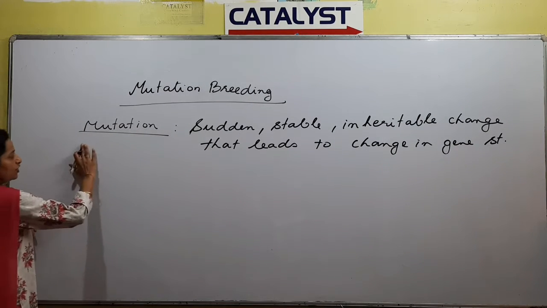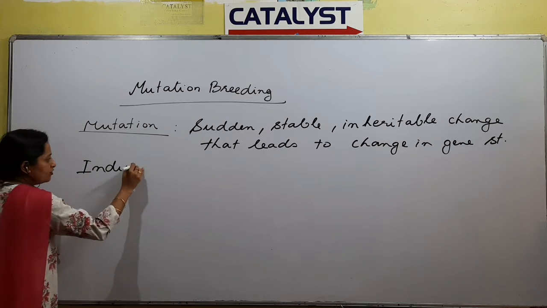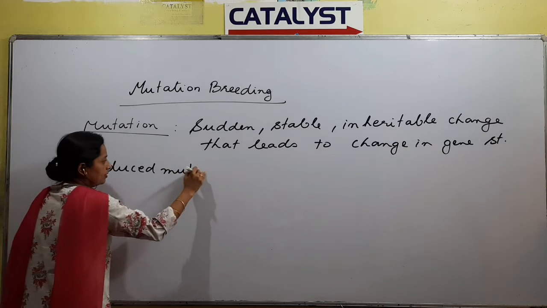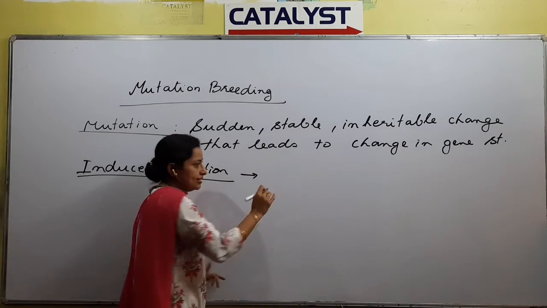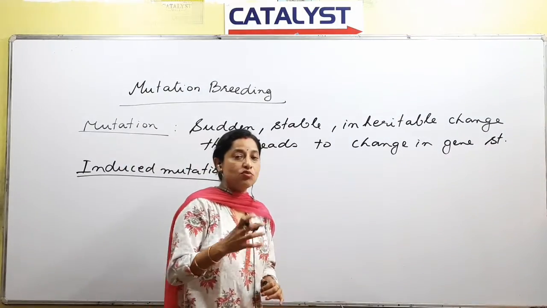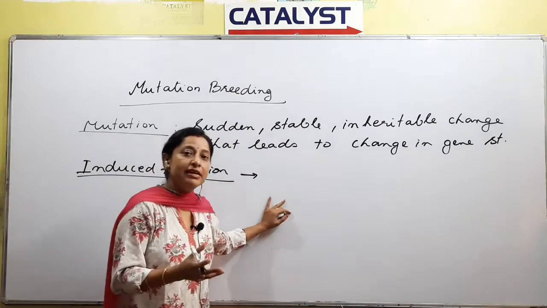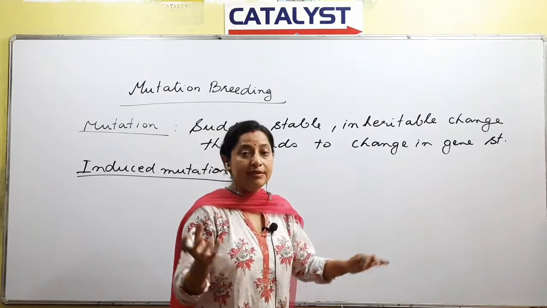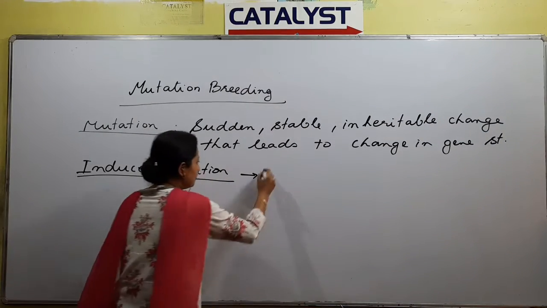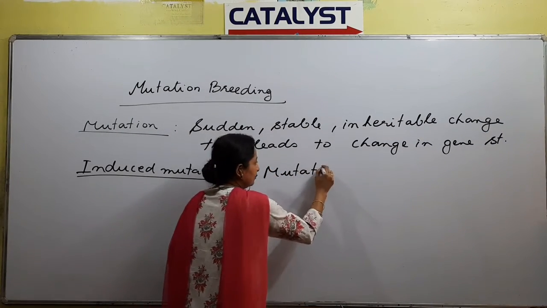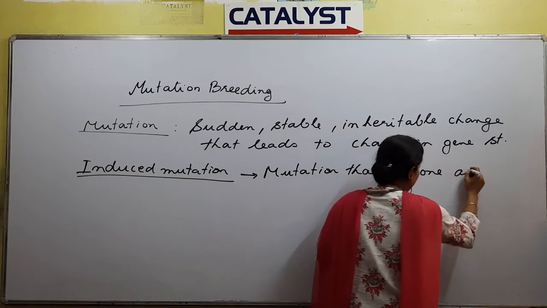While we are talking about mutation, we need to remember some other terms. The first is induced mutation. What is induced mutation? Induced means you do something yourself, or you do something artificially. Man-made mutation is what we call induced mutation. So the mutation that is done artificially.